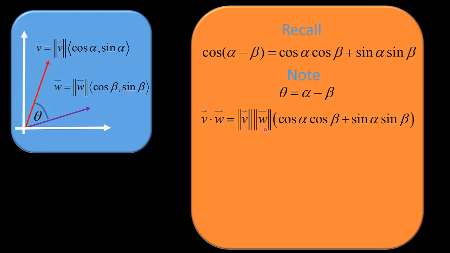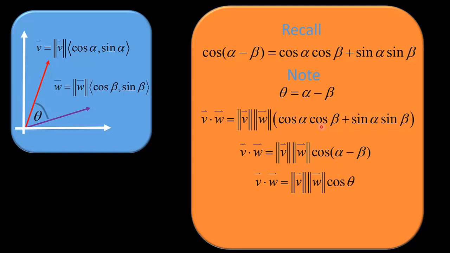Now, notice this. These two things are the same. In other words, cosine alpha cosine beta plus sine alpha sine beta, I can replace with cosine of alpha minus beta. And notice that alpha minus beta is just equal to theta. So I can replace alpha minus beta with theta, and I have v dot w equals the product of the magnitudes times cosine theta.